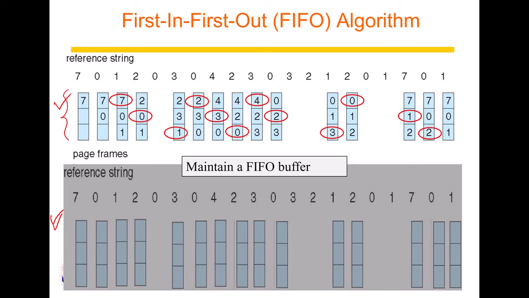Here, as I mentioned, this is the first in first out buffer. It doesn't show which frame contains which page, it's just a data structure. So now when we get page 7, we will put it into frame 0 here, but we will put 7 in the data structure here. Then when we get 0, we will say, okay, 7 is here, 0 is here. And then when we get 1, we will have 7 here, 0 here, and 1 will go here.